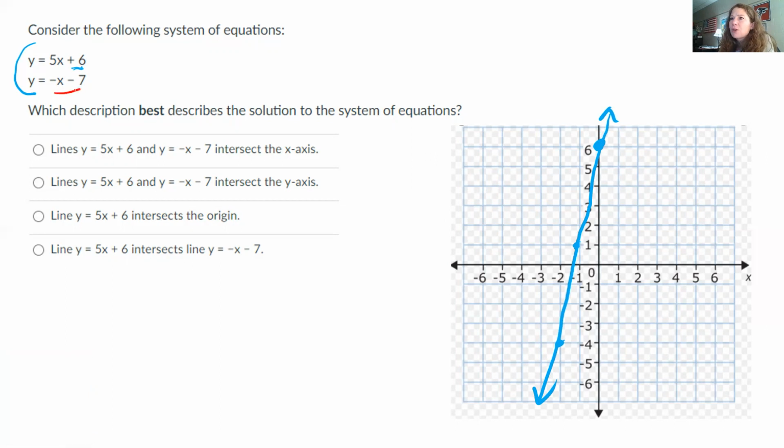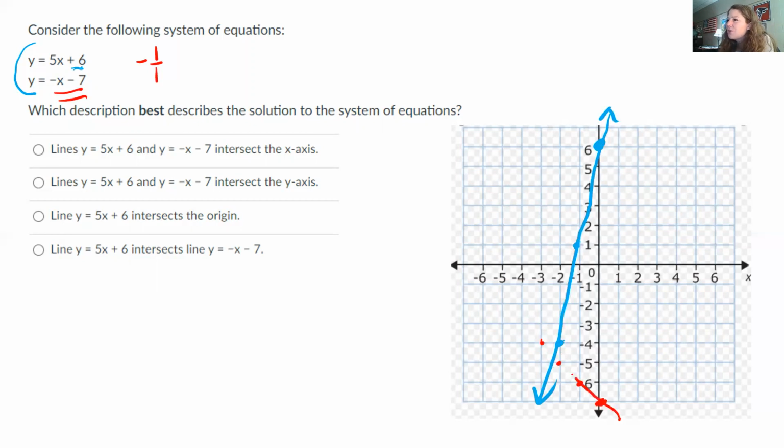Well, the second one, I'm going to start way down here at -7. And then my slope is -1/1. So that means normally I would go down 1, right 1 this way, but I don't have space. So I'm going to do the opposite. I'm going to go up 1, left 1, up 1, left 1, up 1, left 1.